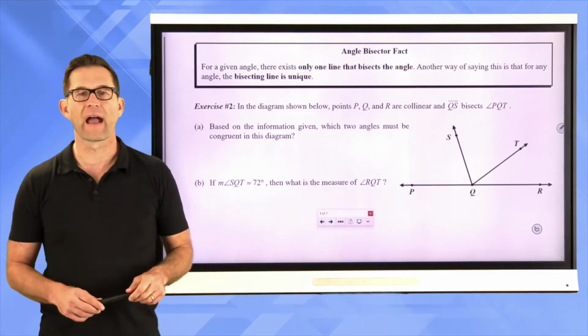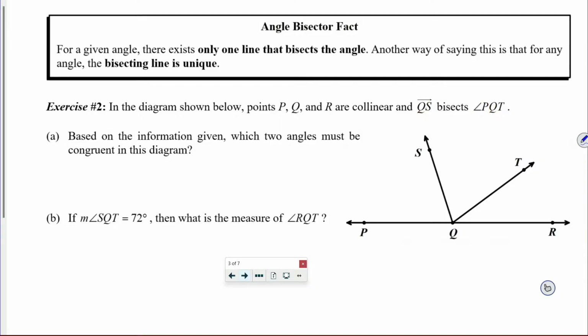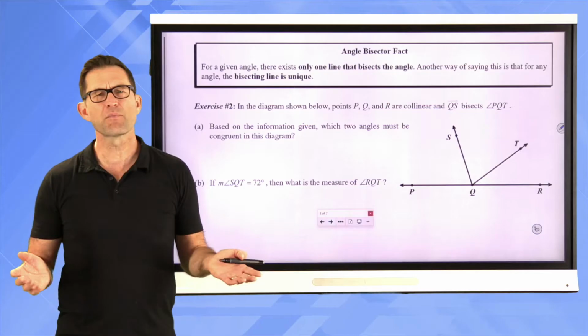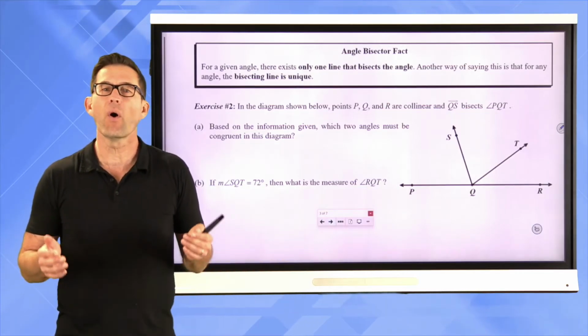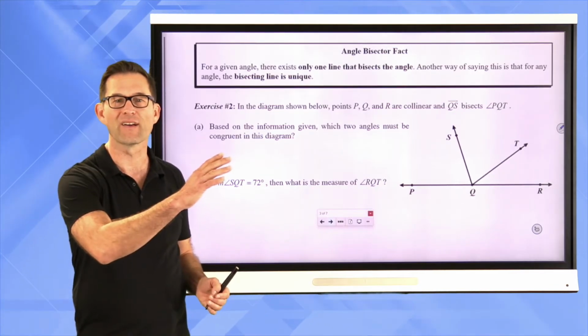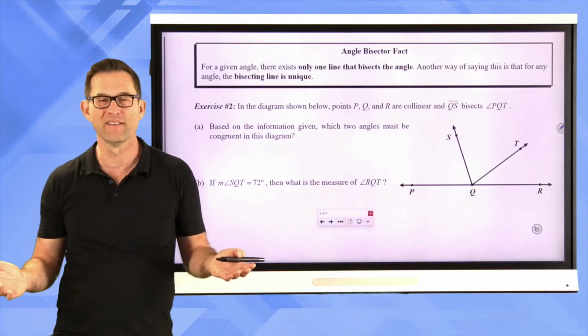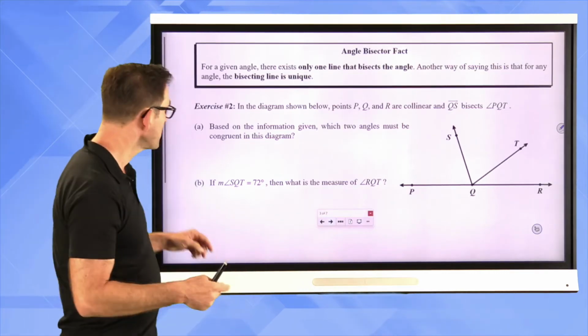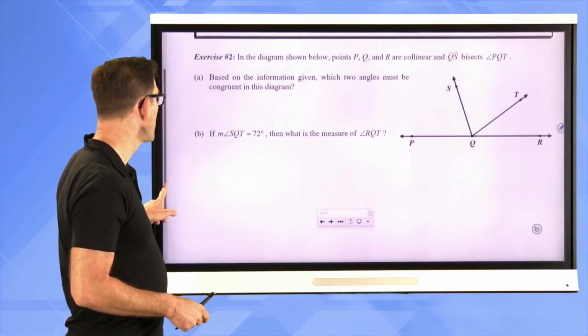Angle bisector fact. For a given angle, there exists only one line that bisects the angle. Another way of saying this is that for any angle, the bisecting line is unique. Okay, and this probably makes sense, right? There is only one line that kind of goes right down the middle of any given angle. Okay, there's only one that does that. All right, and that will have consequences later on in the course.